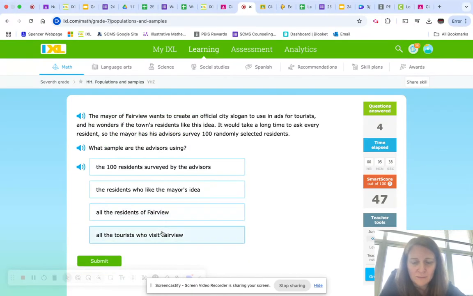Hang on a second. Let's do this next question because it looks different. Oh, it's just asking for the sample. Okay, so they randomly select 100 and survey them. So that would be the sample.